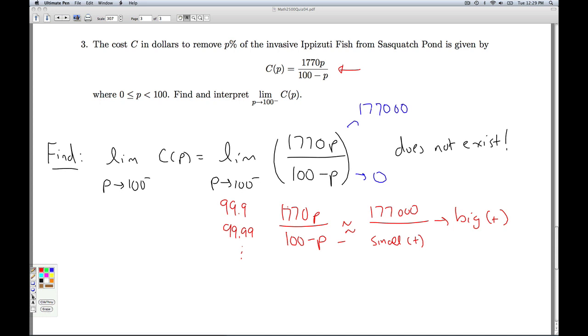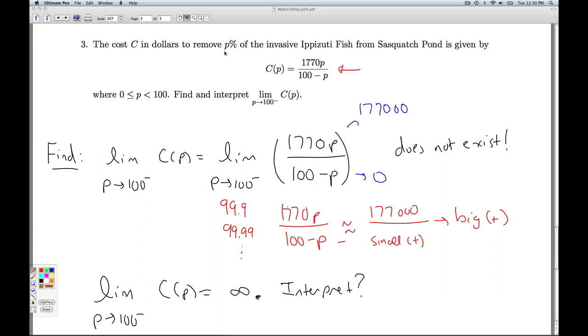So what we would say is that the limit, as p goes to 100 from the left, of c of p equals infinity. The limit still doesn't exist, but it's a little more precise way of explaining how it doesn't exist. So that's the find part. What's the interpret part? Well, what's it mean in this situation?